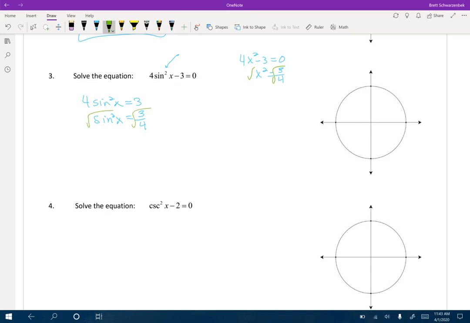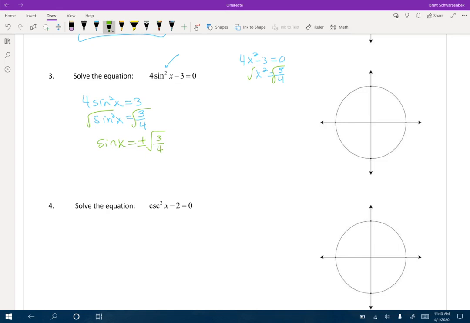Now we're going to get sine x over here, but this is the key that usually almost a quarter, a third, even a half of the students blow this. Remember, you must put the plus or minus. If you don't, it's going to create a lot of problems. You're actually going to miss out on some of the solutions.